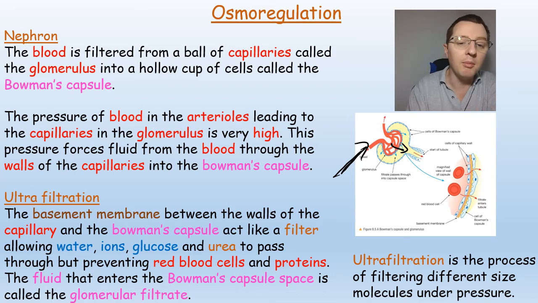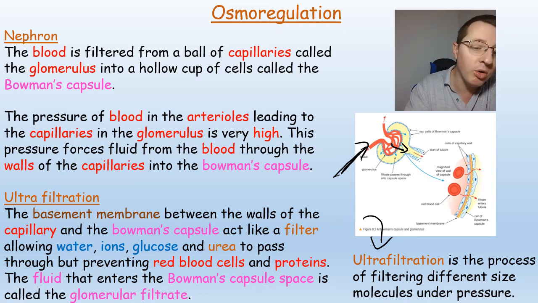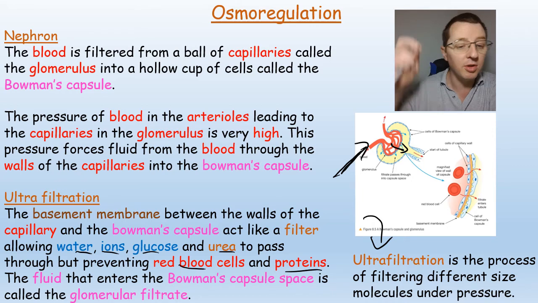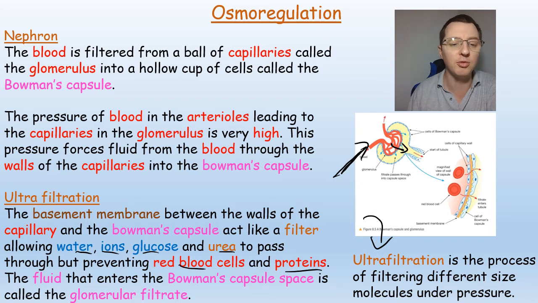Ultrafiltration is the process of filtering different molecules under this pressure. So the basement membrane between the walls of the capillary and the Bowman's capsule act like a filter, allowing all these water, ions, glucose and urea to pass through, but preventing the larger substances like red blood cells and proteins from entering the Bowman's capsule and the nephron. The fluid that enters the Bowman's capsule space is called the glomerular filtrate.